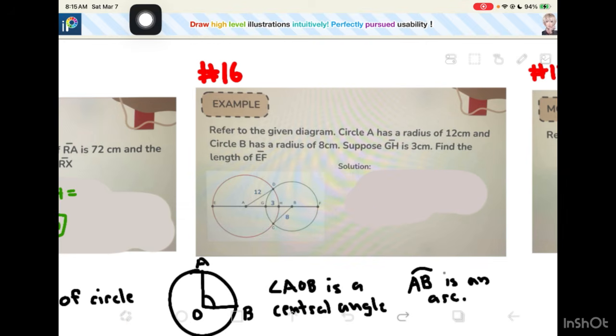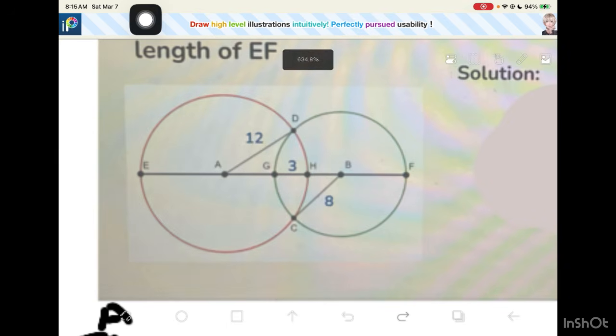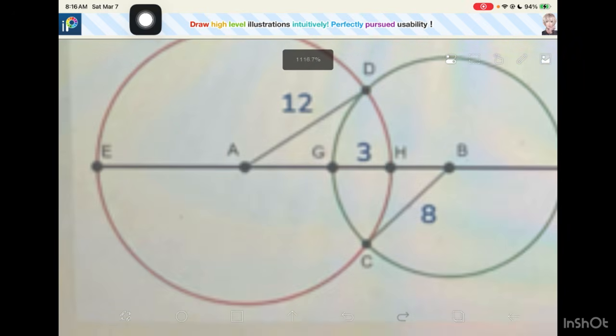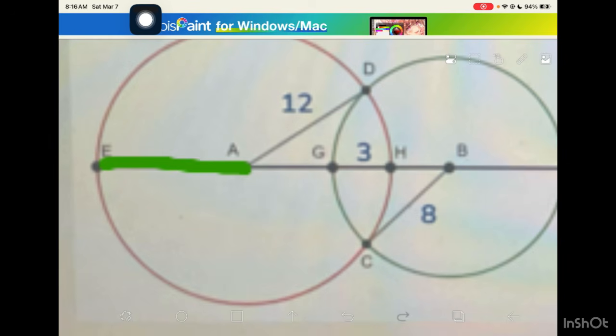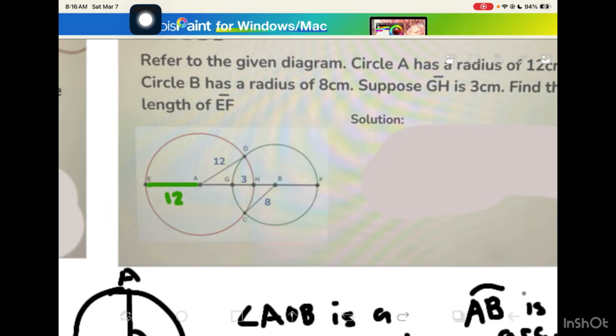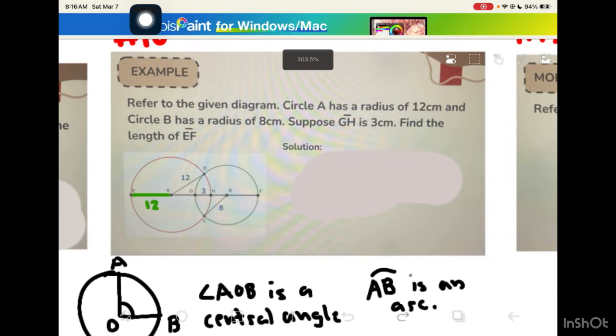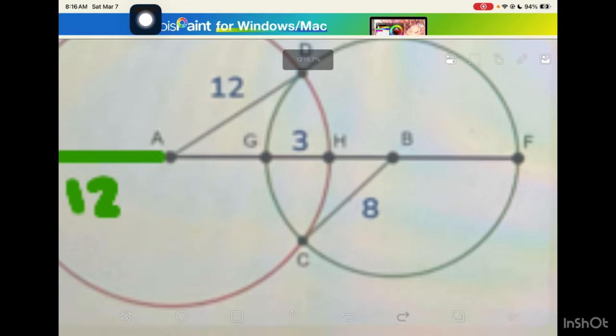Okay, next, a more complicated one. Refer to the given diagram. Circle A has a radius of 12, circle B has a radius of 8. Suppose GH is 3. Find the length of EF. So let's analyze the figure here. We have another radius over here, which is 12, so we can say EA is 12. We're looking for EF, the entire line over here.